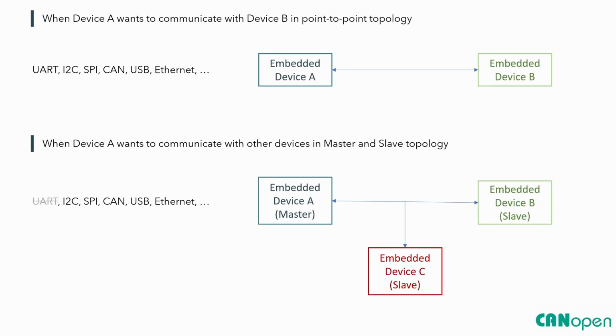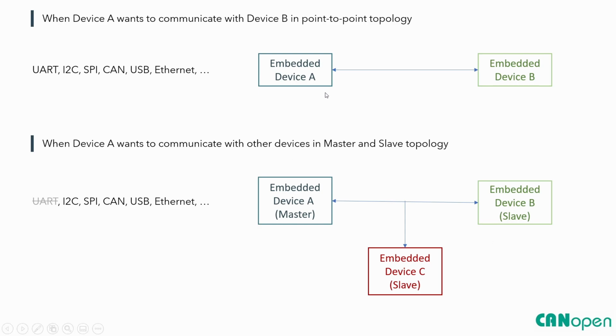Okay, so when we are talking about communication between two devices or a network of devices, what we are talking about is just transmitting some information from one node to another node. So in that case, which is the first case here, we can use UART, we can use I2C, we can use SPI, we can use CAN, USB, Ethernet. All of these will probably work for this case.